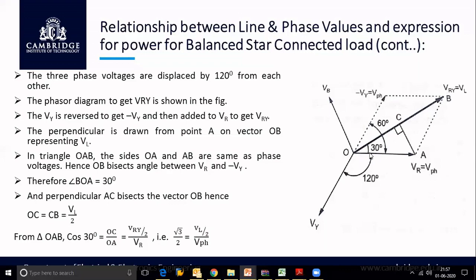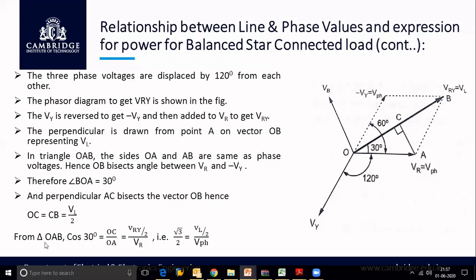Therefore, the trigonometric function used to find the adjacent side is the cosine function. So let us use it: cos theta is equal to adjacent side by hypotenuse. Here theta is 30 degrees. So cos 30 degrees is equal to the adjacent side OC divided by the hypotenuse OA. So that is what is written here.